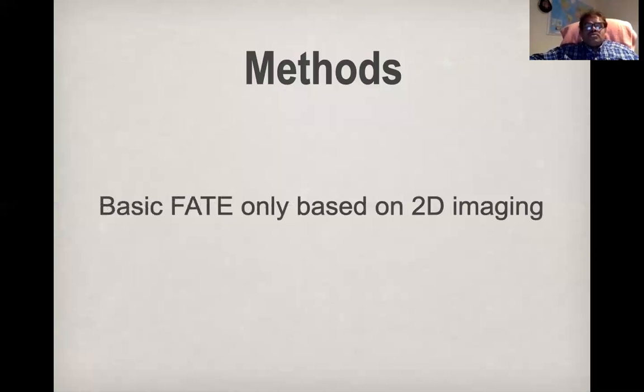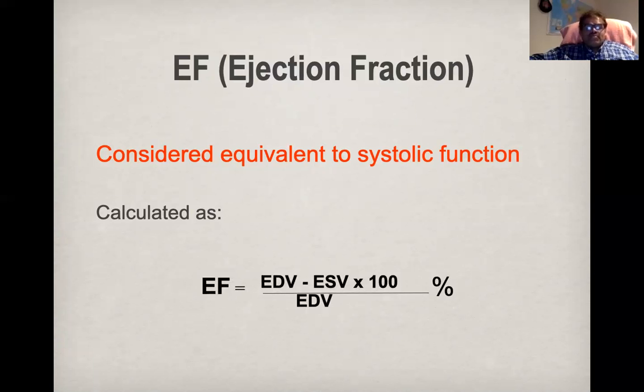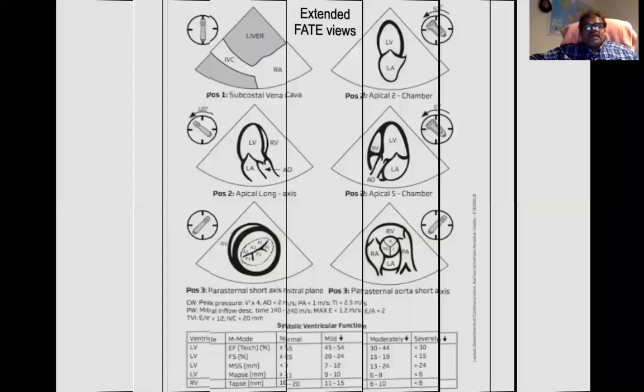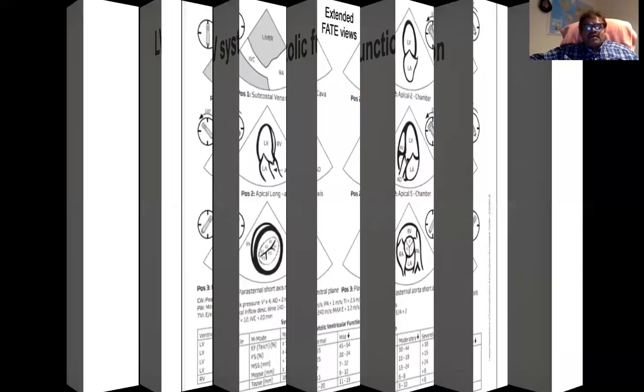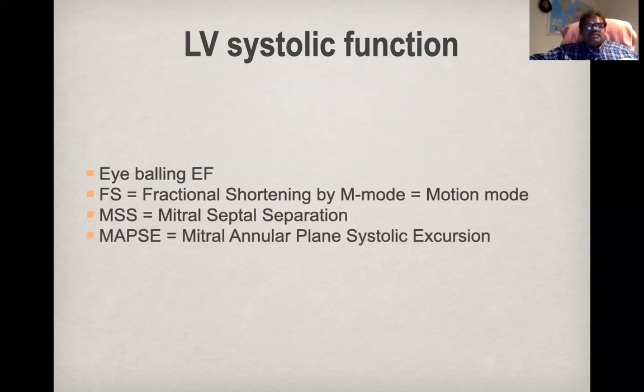How do you use ultrasound to measure left ventricle systolic function? As you know, we use only 2D imaging, and the first method is calculating the ejection fraction. It is a simple formula. You measure the end-diastolic volume, subtract the systolic volume, and divide by the end-diastolic volume, which is converted into percentage. In our FATE card, we have shown different ways of measuring left ventricular systolic function.